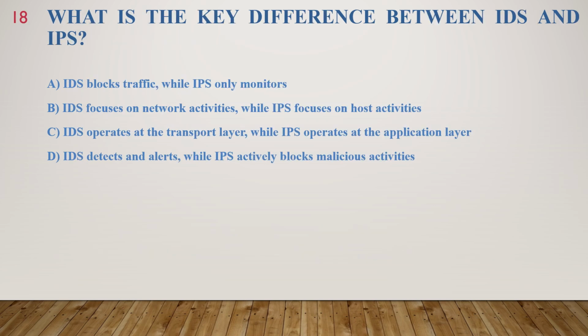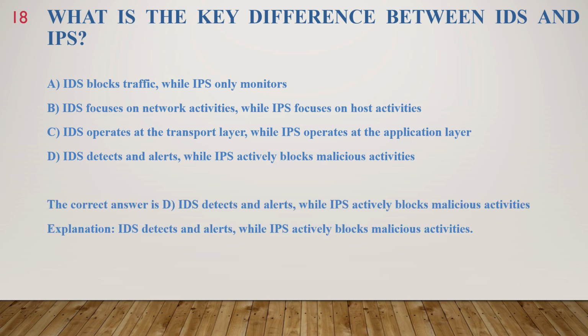Question number 18. What is the key difference between IDS and IPS? A. IDS blocks traffic, while IPS only monitors. B. IDS focuses on network activities, while IPS focuses on host activities. C. IDS operates at the transport layer, while IPS operates at the application layer. D. IDS detects and alerts, while IPS actively blocks malicious activities. The key difference between IDS and IPS is that D. IDS detects and alerts, while IPS actively blocks malicious activities.